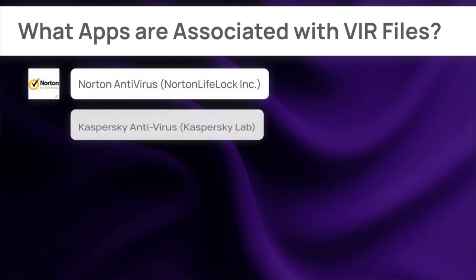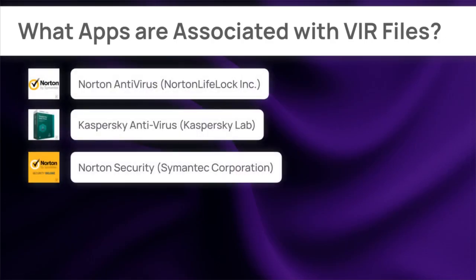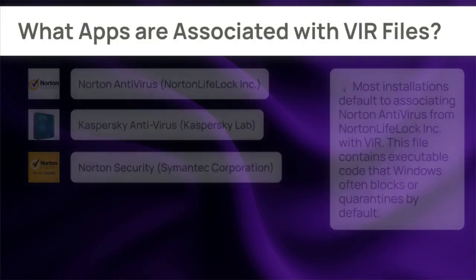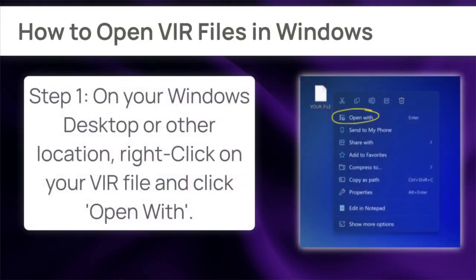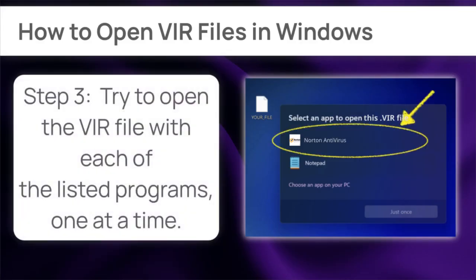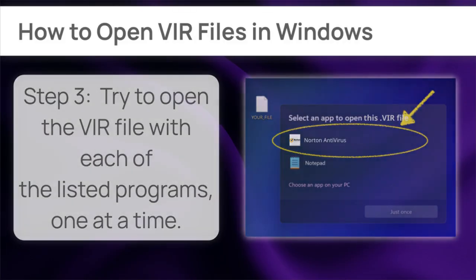Commonly, VIR files use Norton Antivirus, developed by NortonLifeLock Inc. A dedicated program is essential to prevent unintended security breaches or data loss. Windows cannot reveal the underlying information, so decoding software must be used. Go ahead and right-click your VIR file, then choose Open With. Try Norton Antivirus if it's an option. If it's not, just select another program. This trial and error process is standard for tricky files.